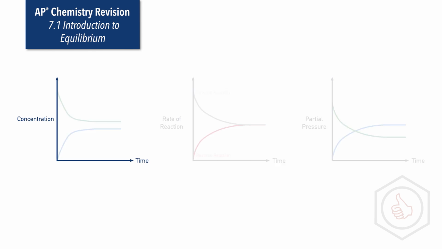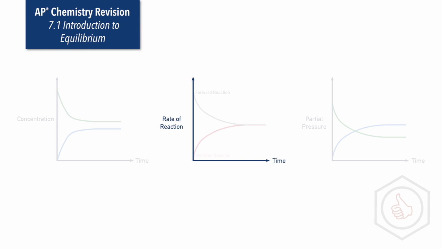For a concentration versus time graph, the concentration of reactants decreases while the concentration of products increases. Once equilibrium is reached, both levels flatten out. They remain constant. Though remember, the reactions are still happening in both directions.